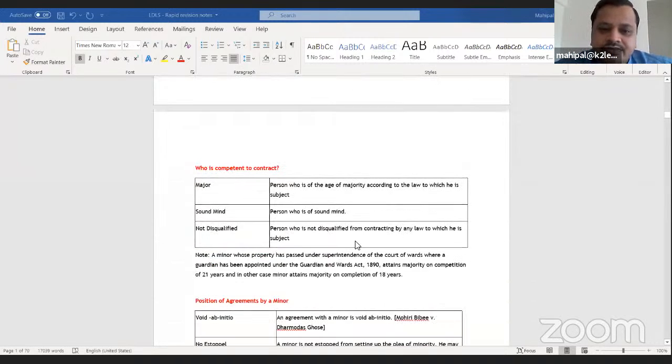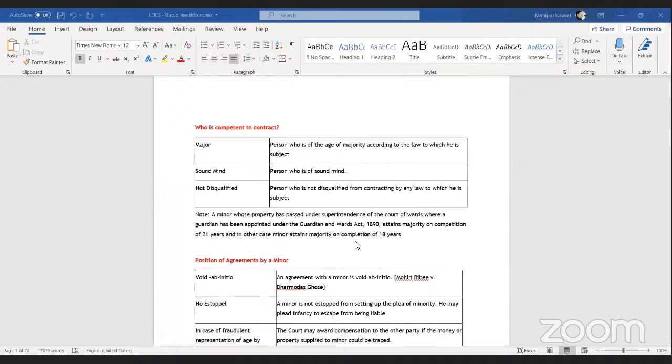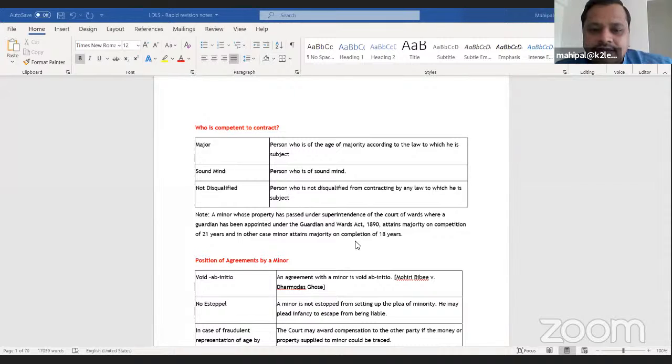Great. Here ends the first unit of Indian Contract Act. Hope you are all following whatever I am saying. Yes. Great. Can we move on?